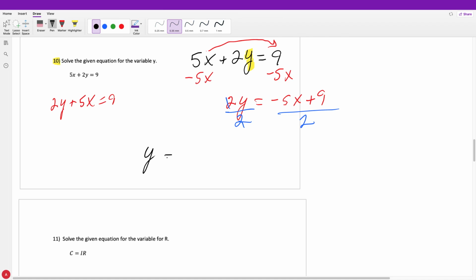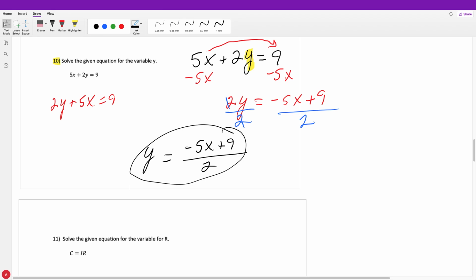So then we get y is equal to negative 5x plus 9 over 2. You could have broken them up into their own fractions. You could have also written 9 minus 5x. Any of those will be acceptable, but this would have been your final answer. And as we're learning in this unit, we actually will start to separate those into their own fractions, but you didn't need to do that for this one here.